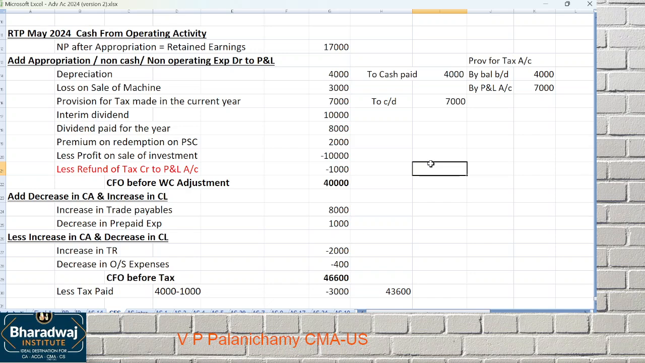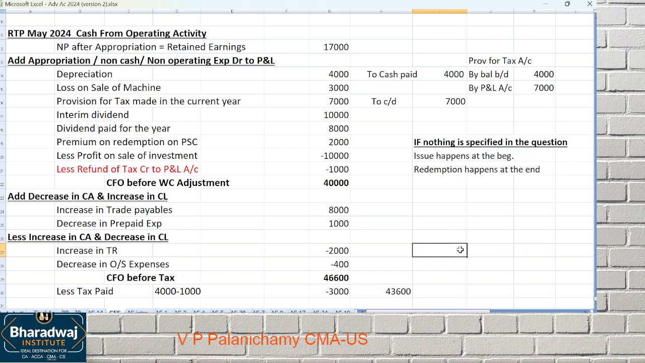So if nothing is specified in the question, issue happens at what? And redemption happens at the end. Suppose if there is any data given in the question, accordingly you proceed. I hope some data is given in the next question, you can proceed accordingly.